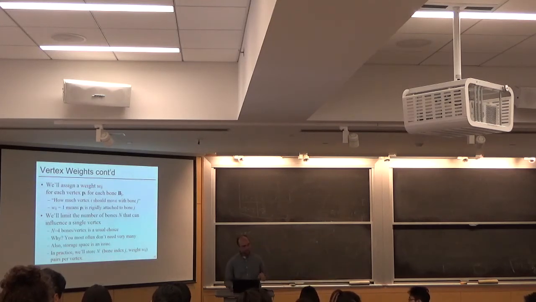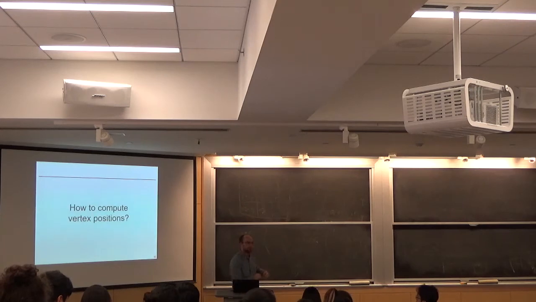Okay. So at the end of the day, we're given some pose of our skeleton. We're given these binding weights, right? These w_ij's, which tell you how the bones affect the positions of the different points. And what is your job? It's how do you compute the positions of the mesh in terms of the positions of the bones. That's what we're going to do.